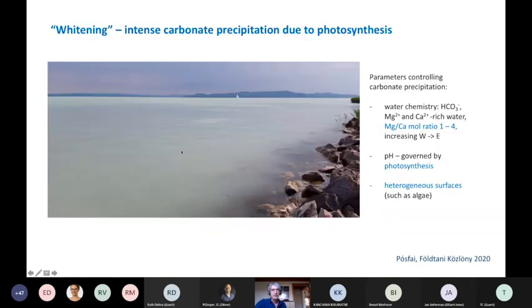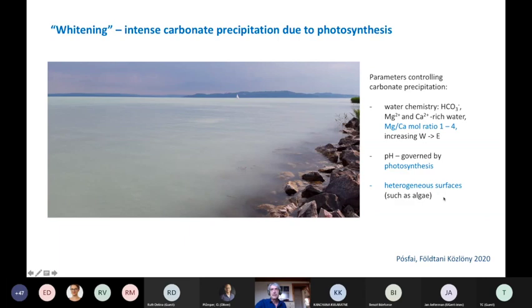Sometimes, especially in the spring, the water becomes milky, and that's because of very intense photosynthesis of algae. And when the algae photosynthesize, they change the pH. The pH gets higher, and then calcite starts to precipitate, or carbonate starts to precipitate. So these are called whitening events.